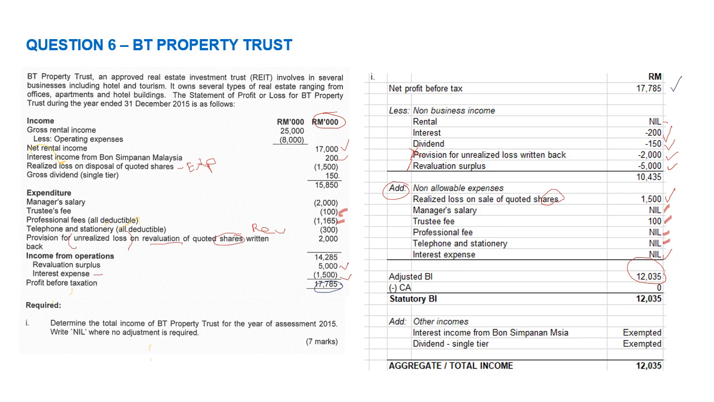Belum habis lagi, since we going to add back other income. Income yang tak ada kaitan dengan business. Here, in this question, ada dua tadi. First kali I ada interest 200,000, tapi dia kata interest tu dapat daripada bond simpanan Malaysia. This interest is listed in Schedule 6, therefore exempted. Next one, kita ada pula dividen 150,000. So dividend in Malaysia starting YA 2008, we employ single tier dividend system. Single tier dividend system also is exempted. Okay, dapatlah cari kita punya aggregate income or so called the total income for BT Property Trust.